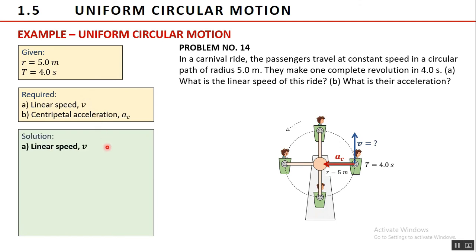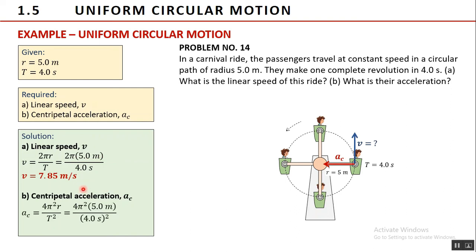So here's the solution. For linear speed v, using the formula 2 pi r divided by period t, the linear speed of this carnival ride is 7.85 meters per second. For centripetal acceleration, that is 4 pi squared r divided by t squared, substituting the values will give an acceleration of 12.3 meters per second squared.